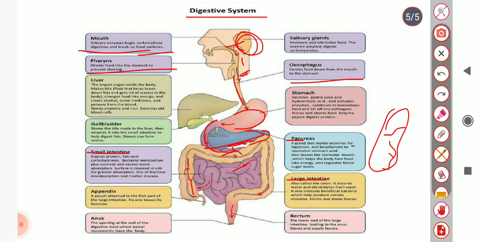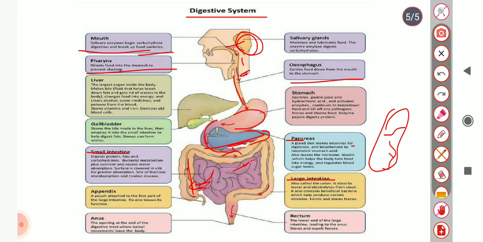And this is the large intestine. You can see the ascending colon, where the small intestine attaches to the large intestine. The large intestine is also called the colon. It absorbs water and electrolytes from the stool, and it also contains beneficial bacteria which help in the production of certain vitamins from the absorbed feces.